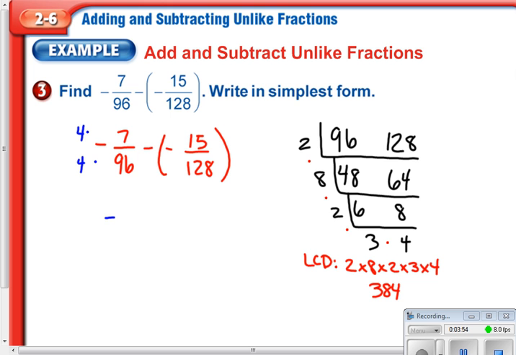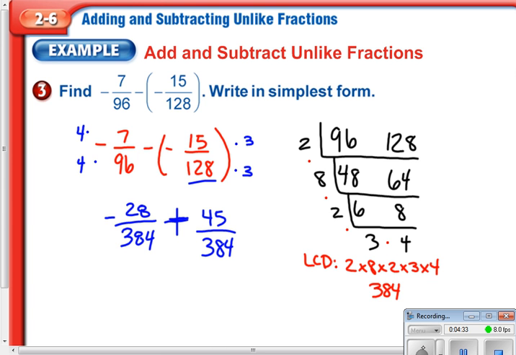So we have negative 28 over 384 minus a negative. Well, when you minus a negative here, this is going to turn into a plus. Now we need to get 128 to 384. And in order to do that, you're going to multiply by 3. What you do to the denominator, you must do to the numerator. And the way to figure that out is take 384 and divide 128 into it, and it'll tell you that it's 3. So now we have 15 times 3 is 45, and my denominator still is 384.